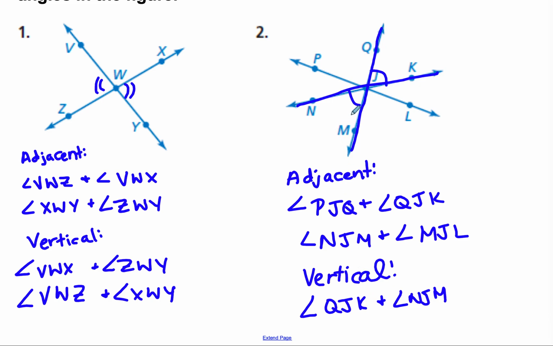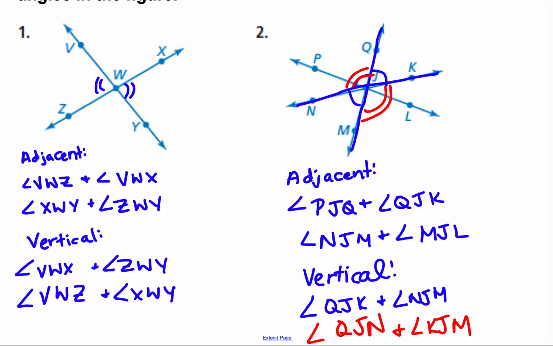All right, and then let's see another one. Same lines. I'm going to trade. I'm going to look at these. This one here is QJN. That's this part. And then this part is KJM. The only letter they should have in common is that central vertex, which is J. And they need to be made with the same lines and across from each other.